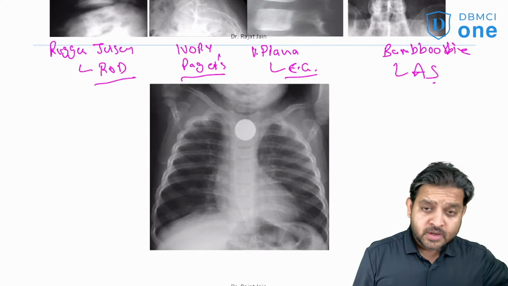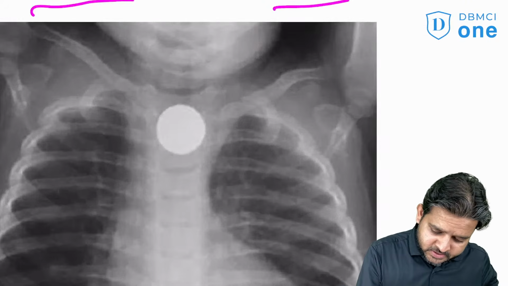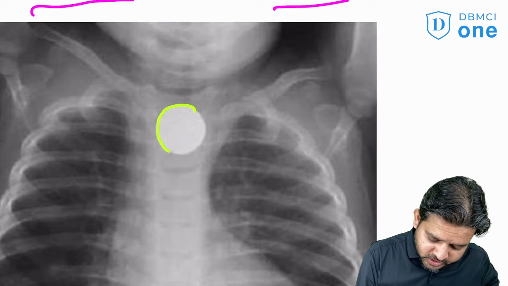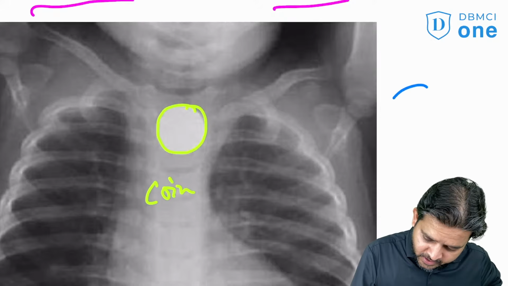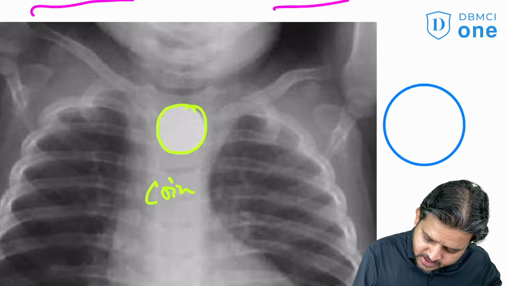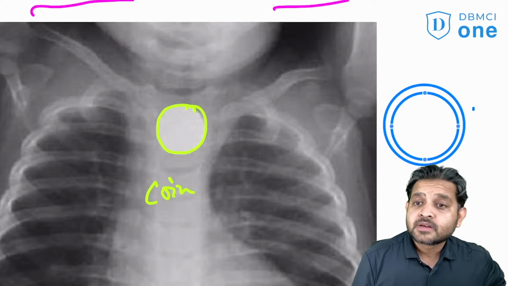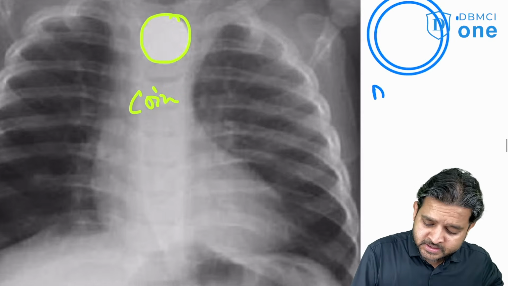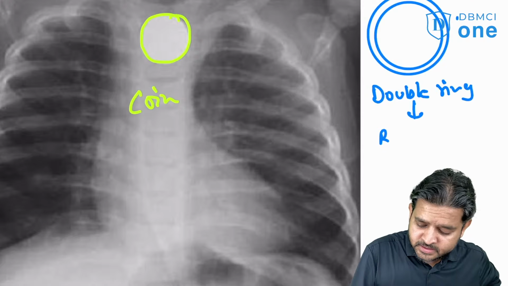And not to forget, coin versus button battery. If you see a homogeneous appearance, then it will be a coin. However, if you see one circle and then you see another circle within this circle, which is called as a double ring sign, then this is a button battery.